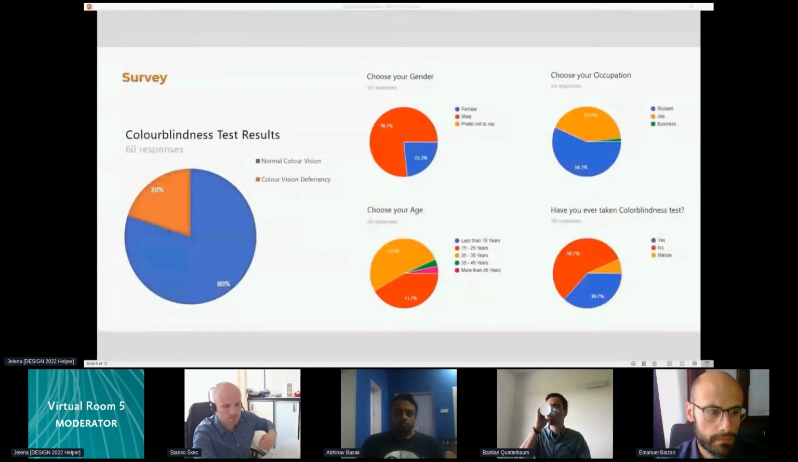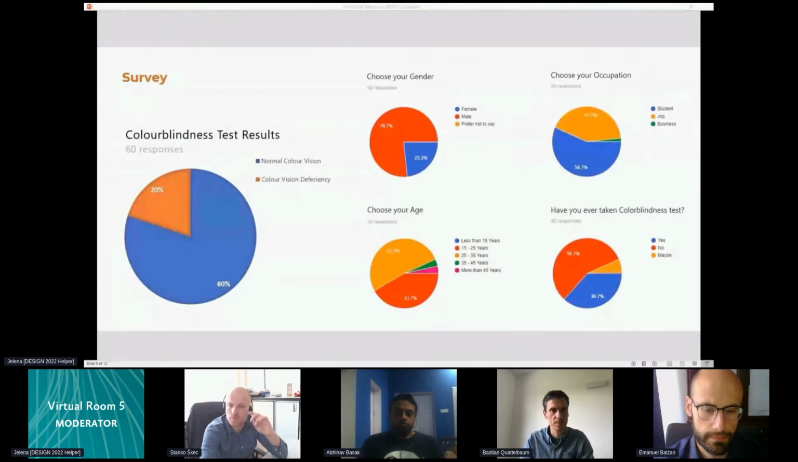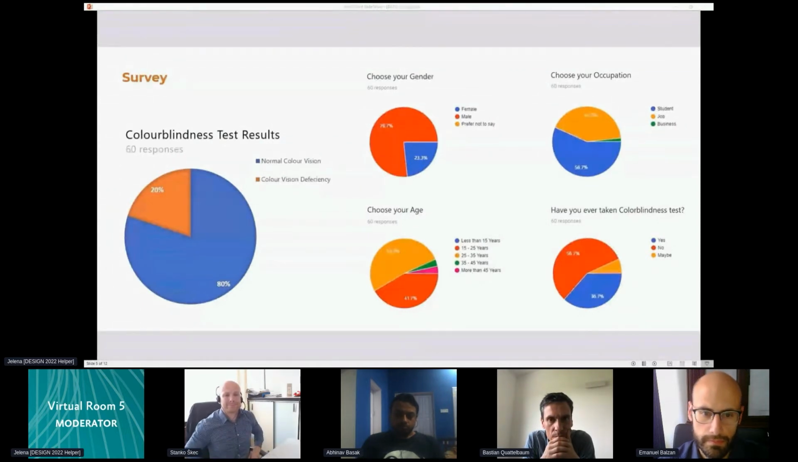A survey containing an online colorblindness test and a few basic questions such as age, gender, and current occupation was circulated. 60 participants from all age groups above 15 years of age took part in the survey, among whom 12 were found to be colorblind. The survey data is shown here.